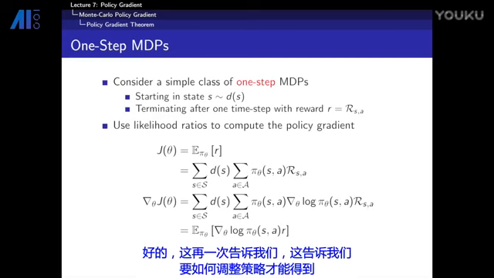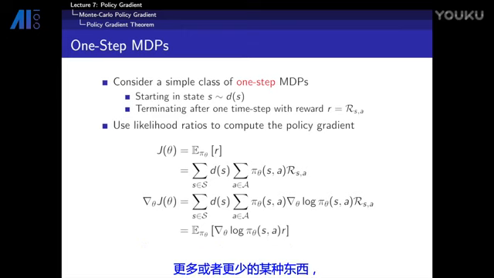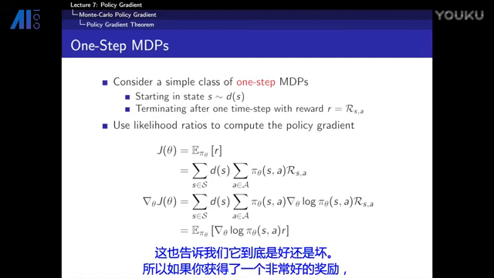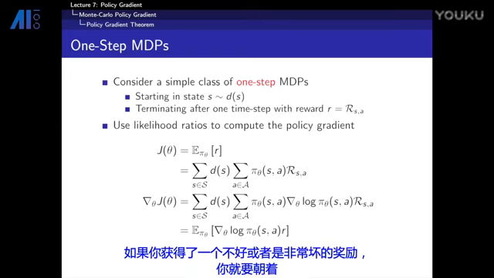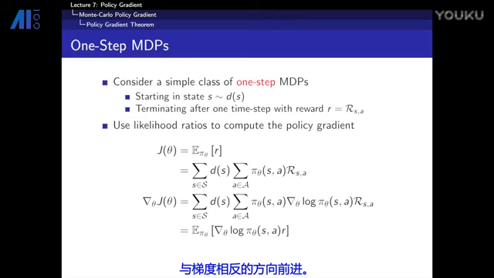Okay, and so again, this tells us how to adjust our policy so to get more or less of something, and this tells us whether it was good or bad. So if you have a really big positive reward, you want to move more in the direction that gets more of that thing. If you have a really large negative reward, you want to move in the opposite direction to your gradient. Okay?